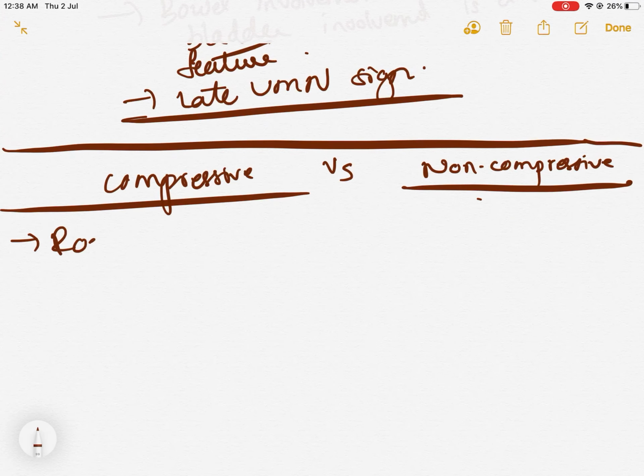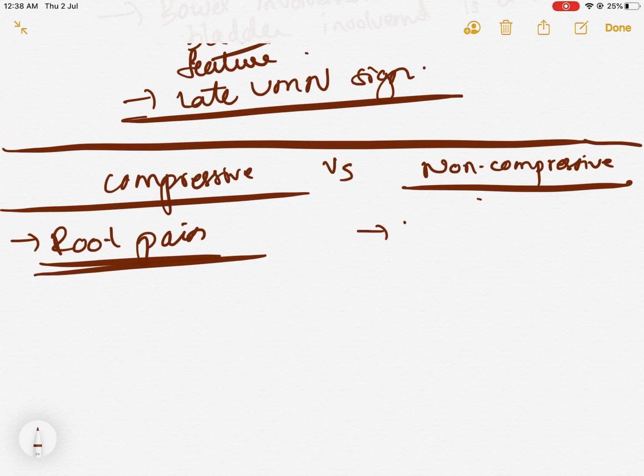What is root pain? Root pain is due to compression of the radicle or the nerve trunks of the nerve root, which produces a sharp lancinating pain or sharp shooting pain along the dermatome. The root pain is exacerbated by coughing, sneezing, or anything that increases the intracranial pressure. So root pain is a feature of compressive lesion.